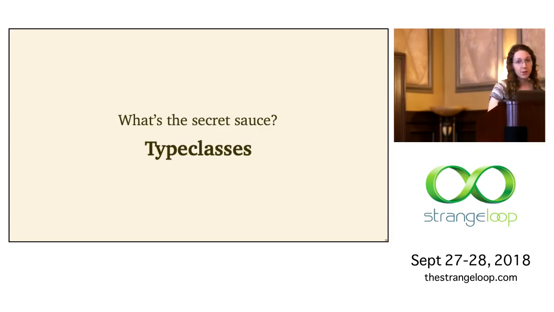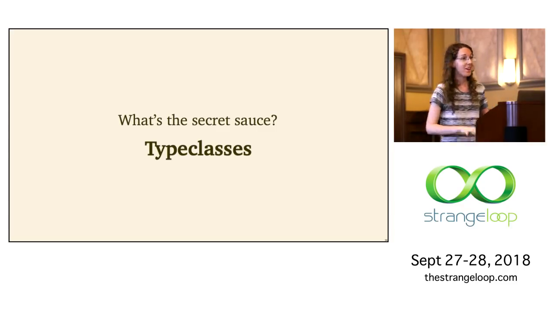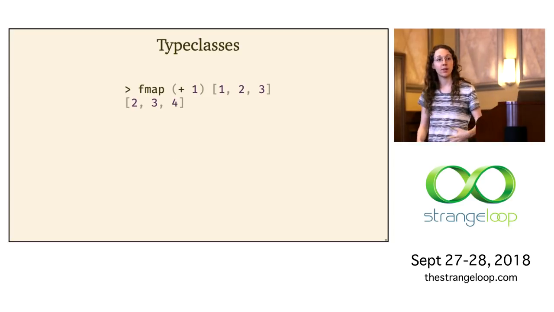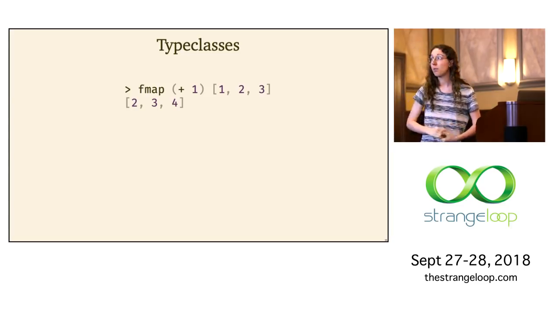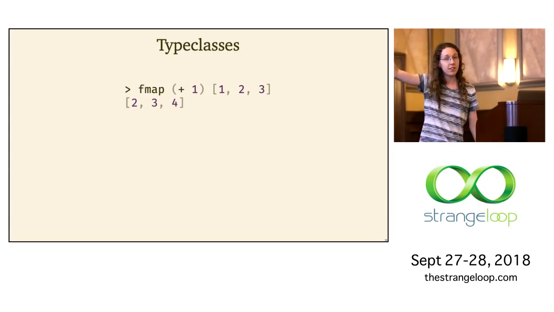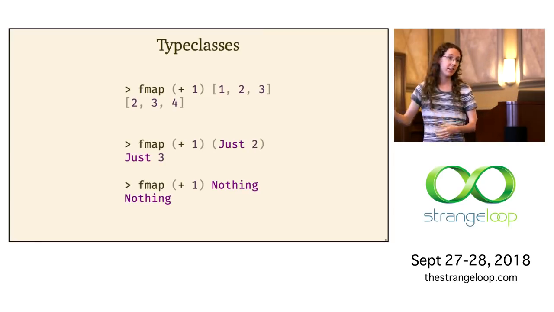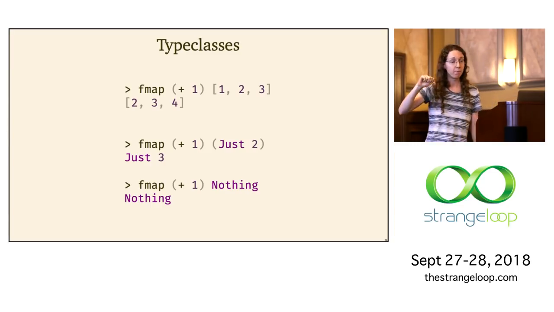Type classes are a feature of Haskell, and if you're not familiar with them, that's also OK. I'm going to explain what they mean. The basic idea is that type classes are a mechanism for function overloading. If I apply this map function to a list, then it applies add1 to all the elements of the list. But if I apply it to an optional, then it applies it to the value inside the optional, and it just gives me back nothing if there's nothing there.